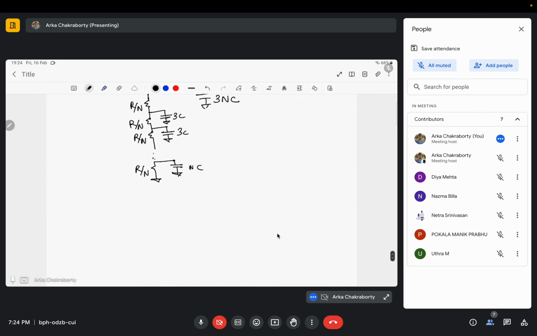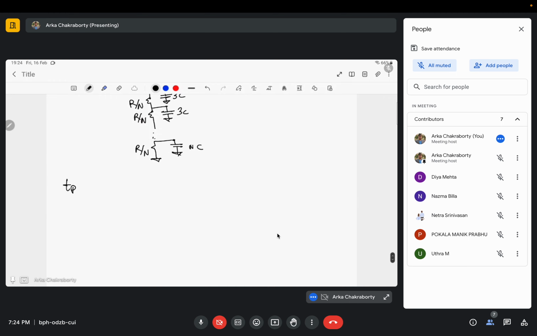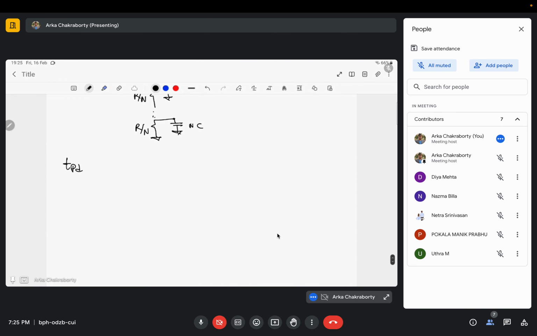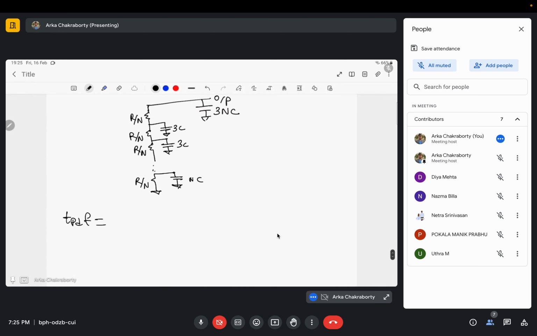Now let's find the propagation delay, fall or rise, fall I think, right? Fall, using the Elmore delay model. Simple. First, this one is discharging how much? NC into R by N, first one. Second, this one is discharging.